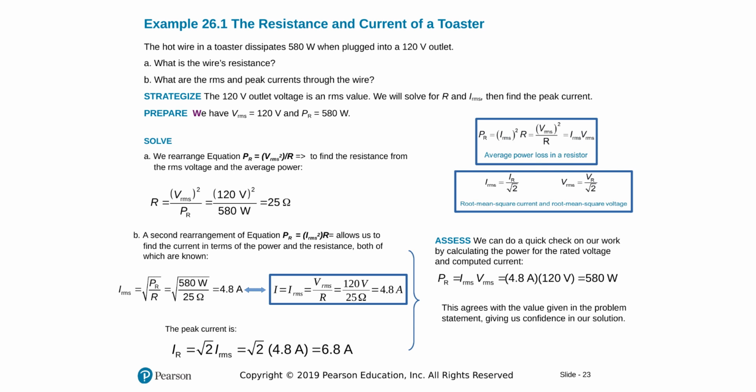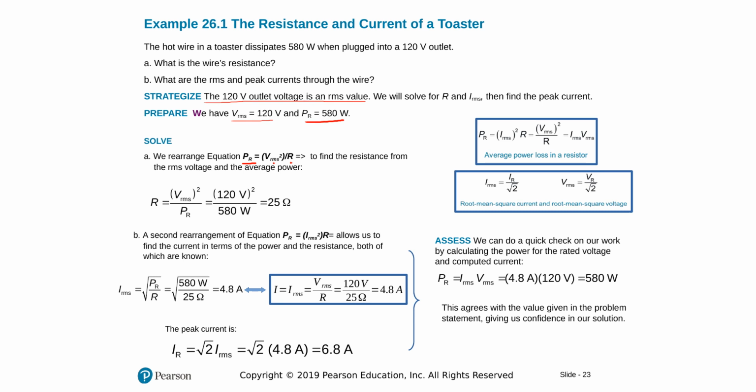Here is an example of how we will use this. The hot wire in a toaster dissipates 580 watts when plugged into a 120 volt outlet. Again, unless specified otherwise, these are RMS values. So I know now the power, it's equal to Vrms squared over R. I know Vrms, and I list them here.